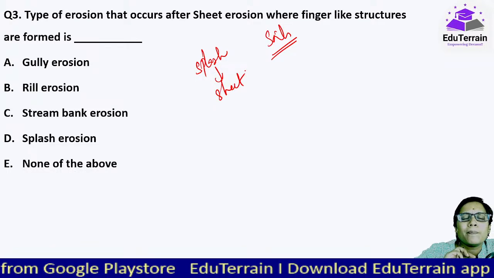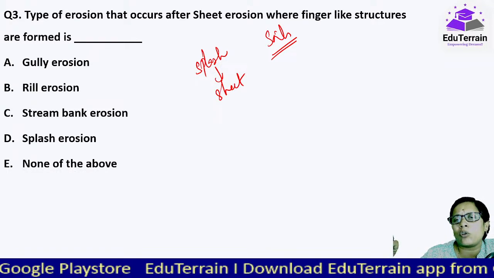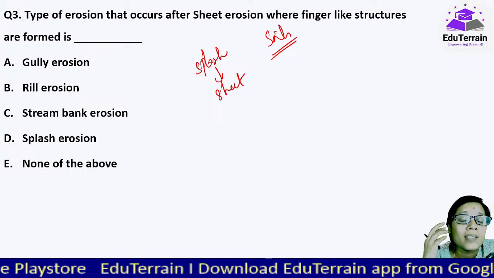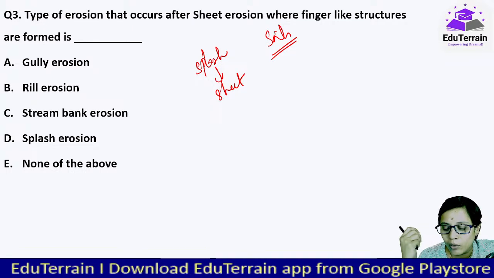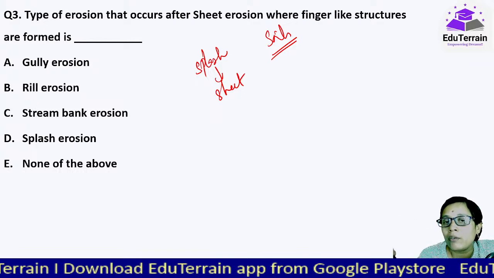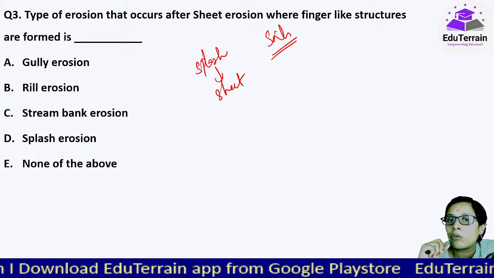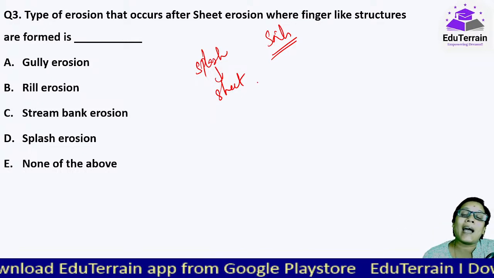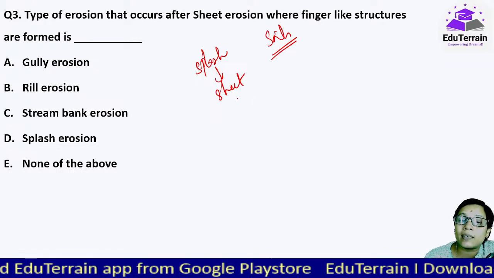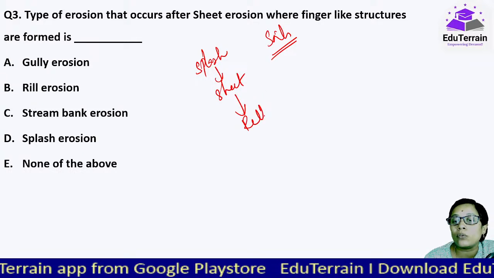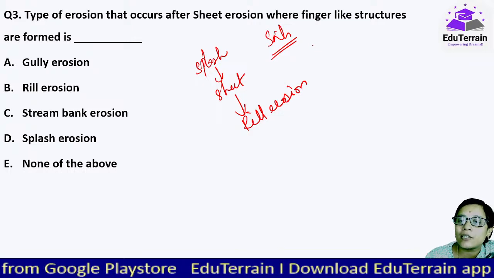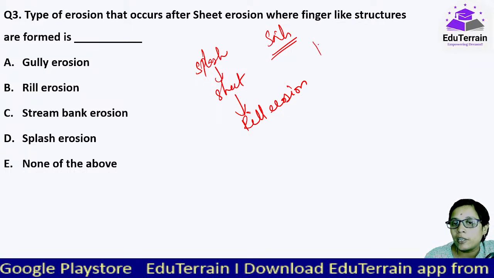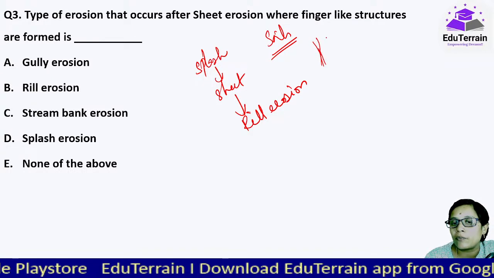What is sheet erosion? Simple, a very thin layer of the topmost layer of the soil is removed. This generally goes unnoticed. Many times, if we see very particularly, we'll be able to notice the removal of soil. If that also goes unchecked, this leads to rill erosion. What is rill erosion? Finger-like structures are formed. Sheet erosion leads to rill erosion as finger-like structures form.